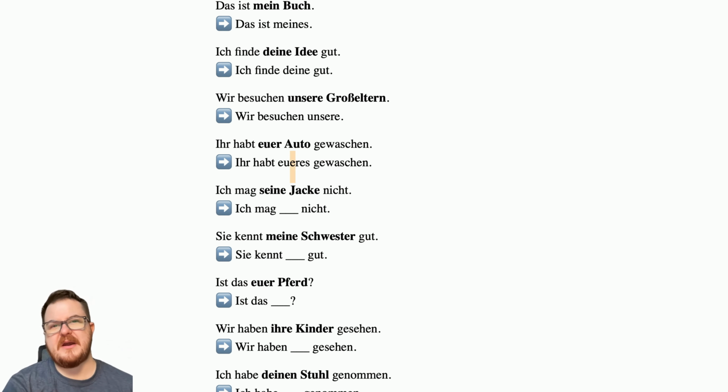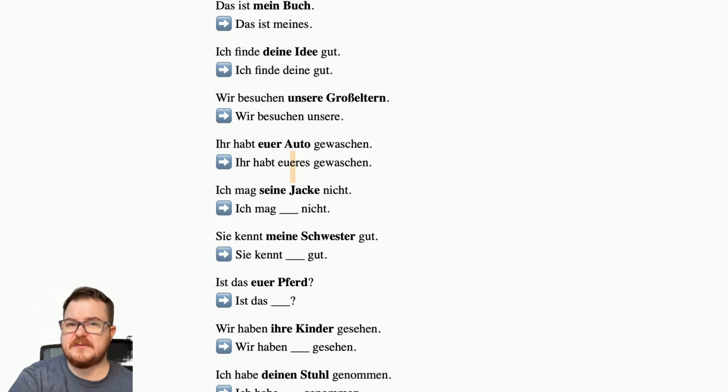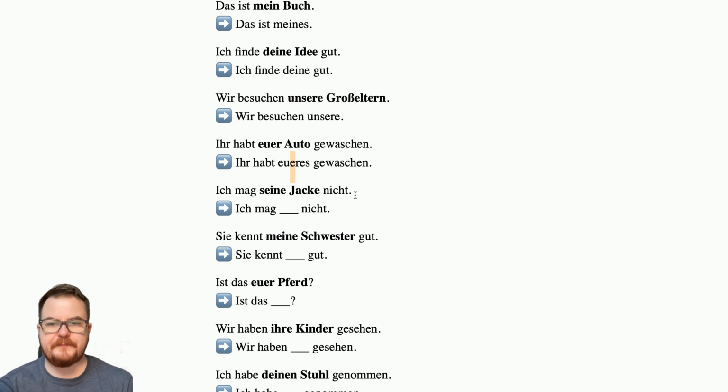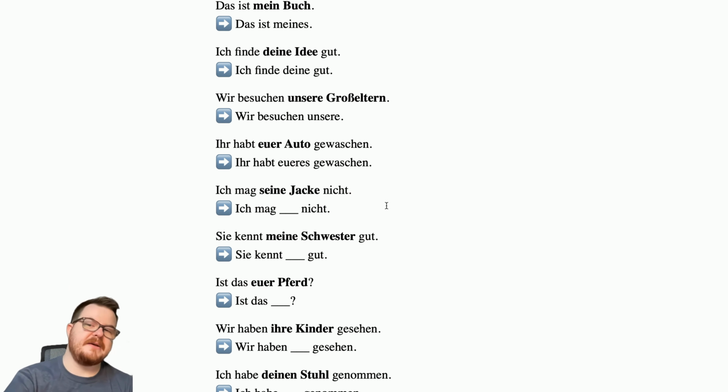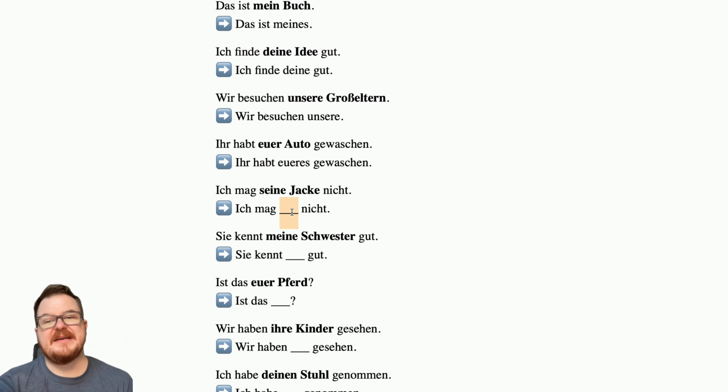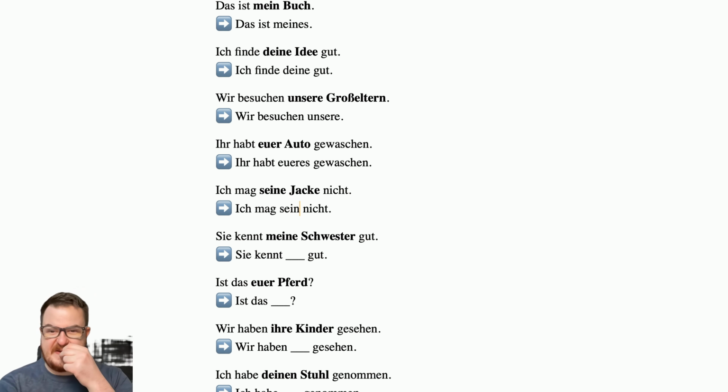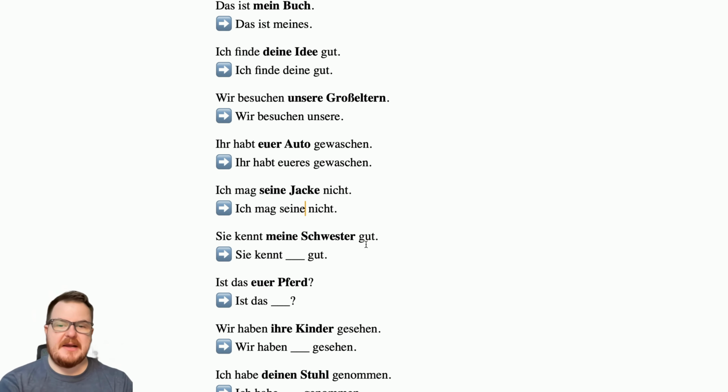So compare eures with eures. Eures is much easier to say. The little e sort of gets swallowed. Ich mag seine Jacke nicht. I don't like his. So we know the base is sein, and it's feminine, and it's accusative, so we put an e on the end.